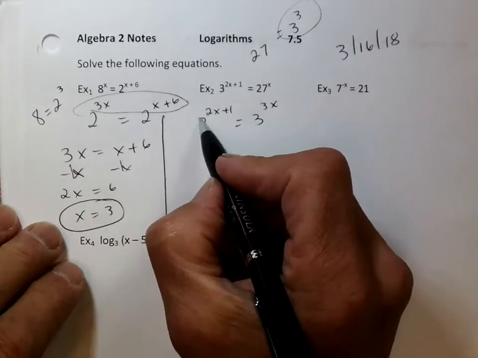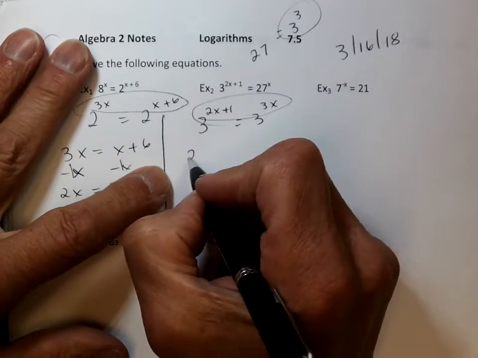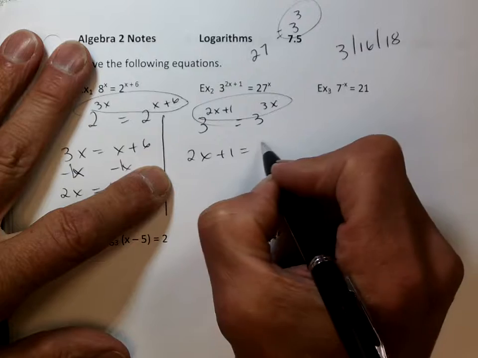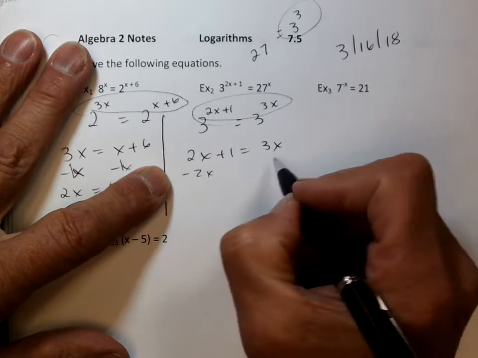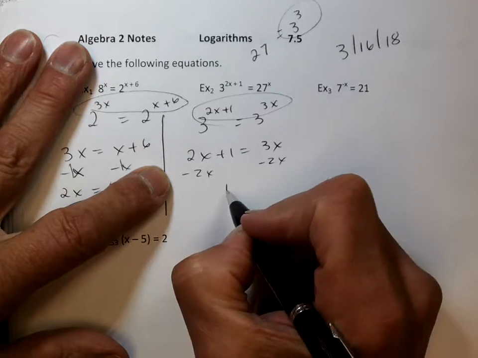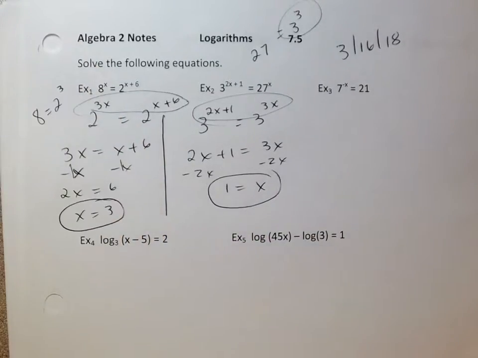Obviously, then 2x plus 1 would have to equal 3x, right? So we'll just go 2x plus 1 equals 3x, and we'll solve. Minus 2x, 1 equals 1x, or x equals 1. Okay? Not bad. So if you can make them into the same base, you don't have to use logarithms. You can just solve them.